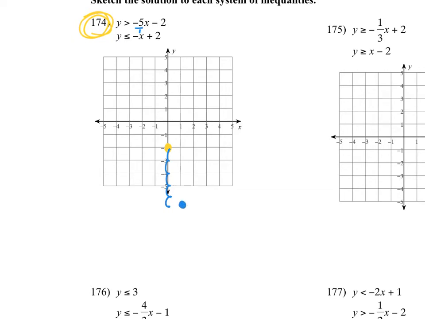So let's go backwards and go, instead of, you're going to go up 1, 2, 3, 4, 5, but to the left. And that would be the same pattern. And then graph your line. Oops, it's actually dotted. So we're going to dot my lines.